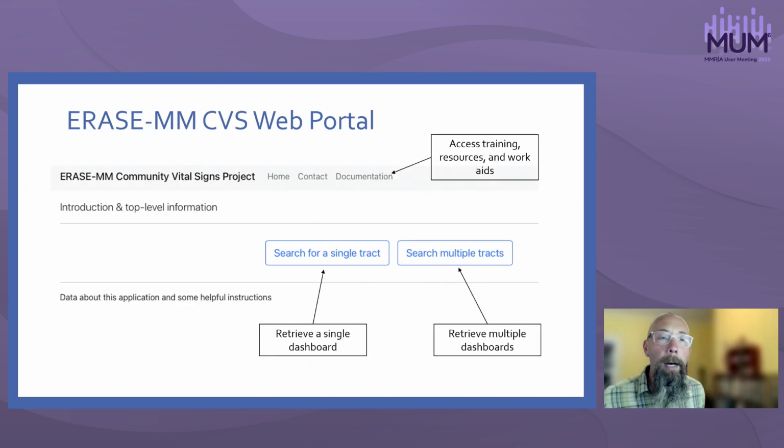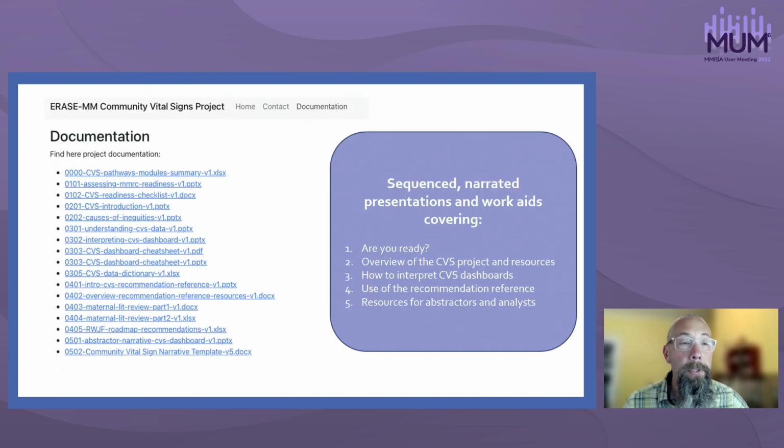This is what the website looks like at this moment. We're still tweaking some things, but when you land on it, it's just a very simple, straightforward website. There's going to be some top-level information here, but really what you're going to do is either click on this button to receive an individual dashboard, or on this one to do a bulk download. And then under this documentation tab is where all of the training and technical assistance resources are.